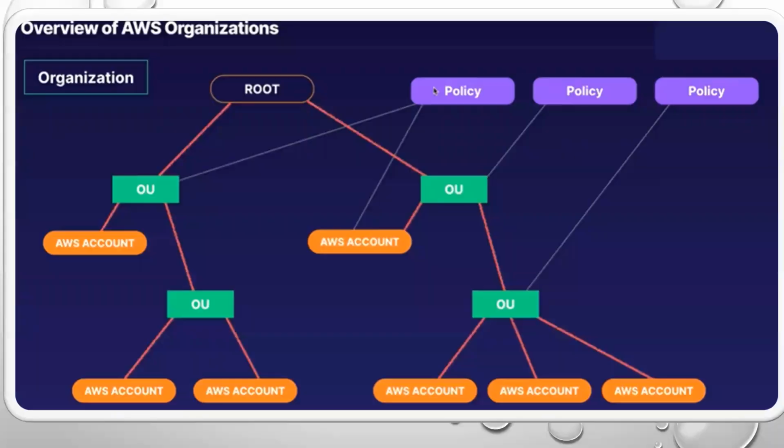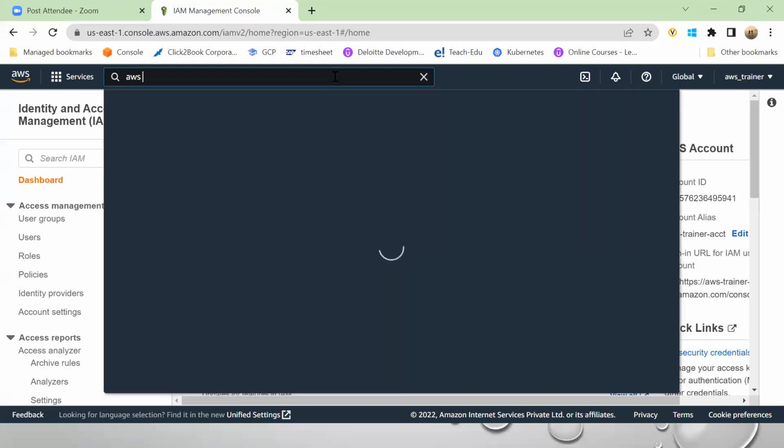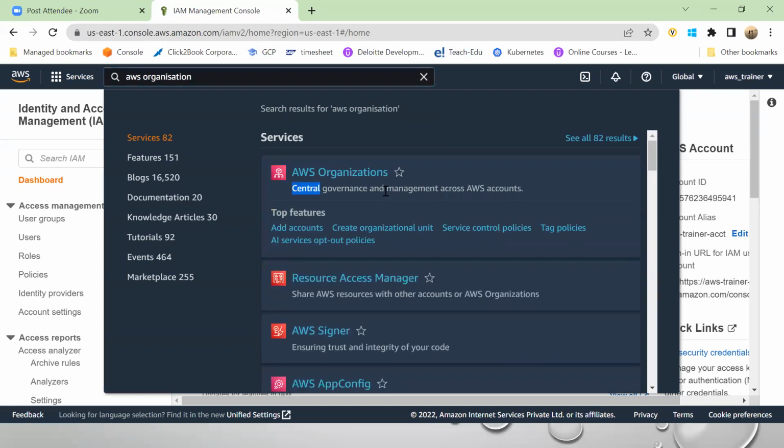Now, one very important interview question which you will see, because recently this service has been introduced by Amazon. There is something called AWS Organizations. So to understand AWS Organizations, let me go to the console and see what it is. It says central governance and management across AWS accounts.